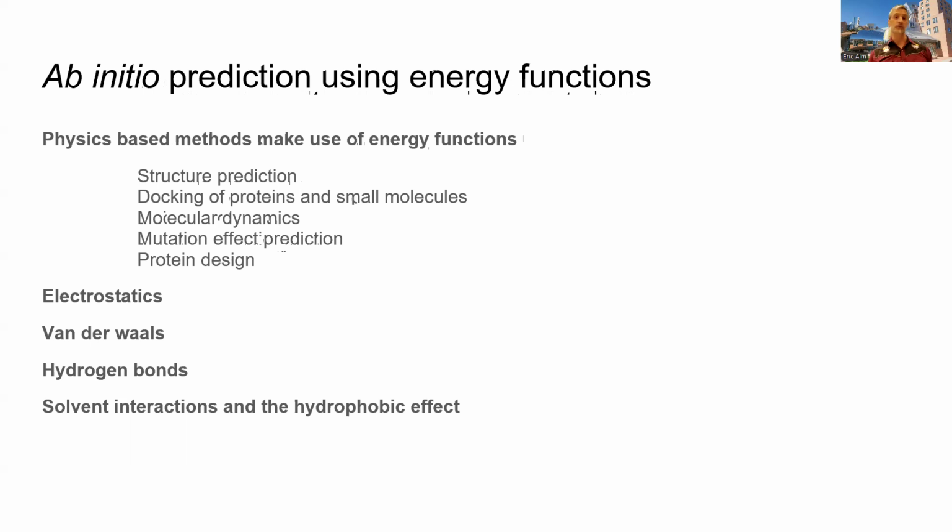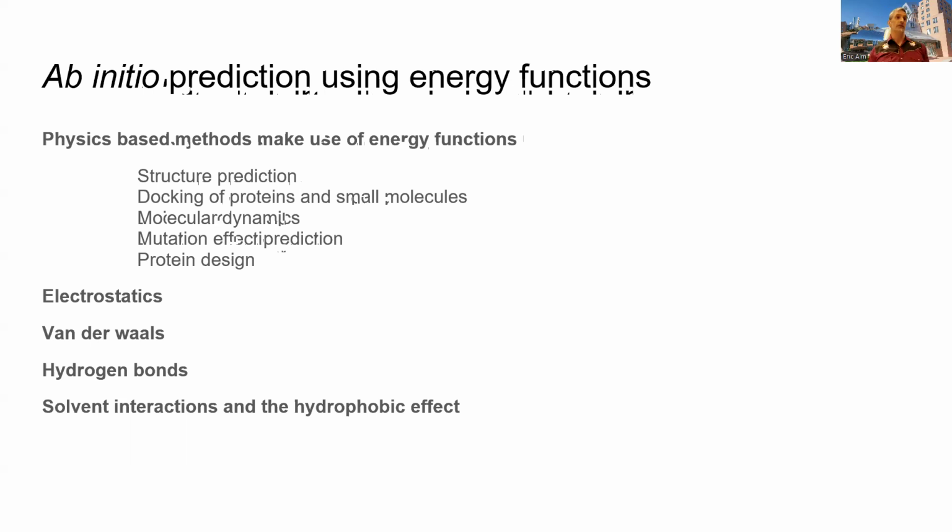So we had some structure prediction. We could do docking of different proteins together. We could take small molecules, for example, drugs, dock them into the active site of a protein and try to figure out how could we modify that drug to make it fit better? How could we make it a better drug?